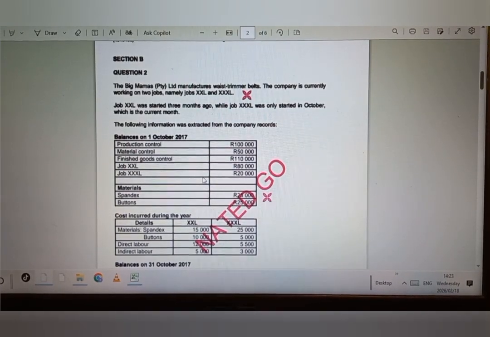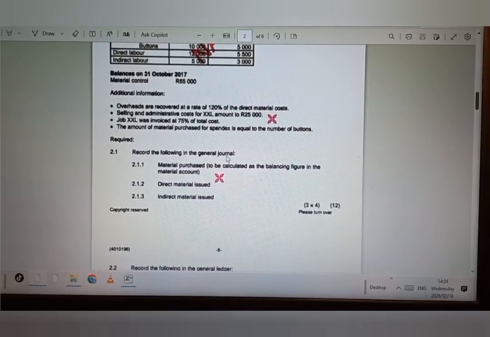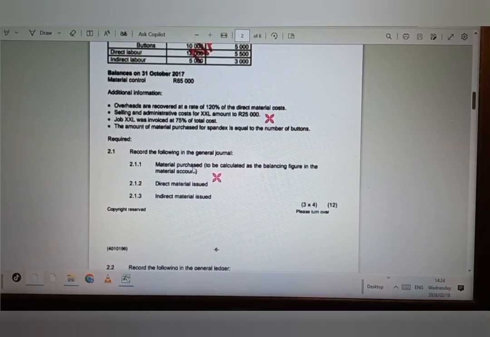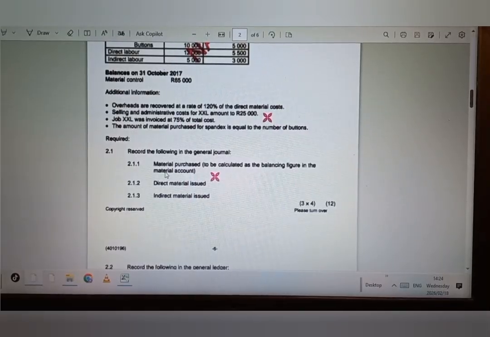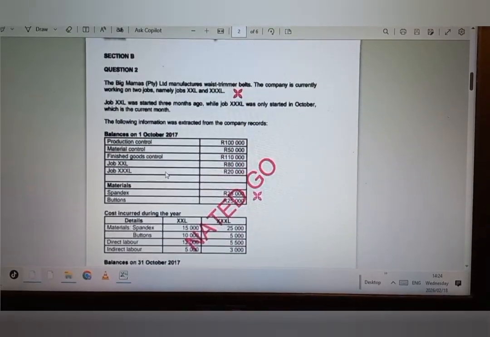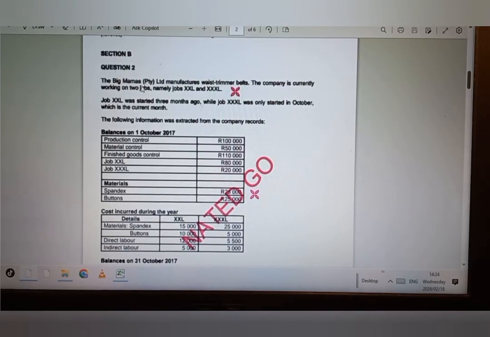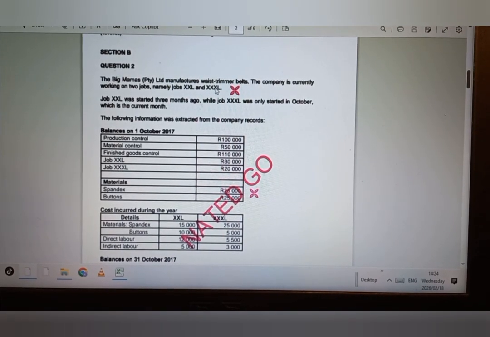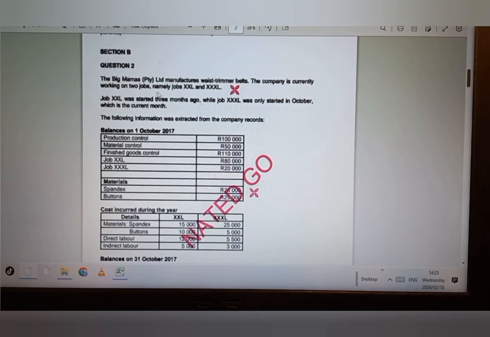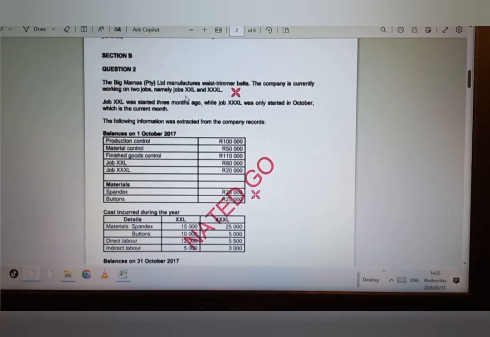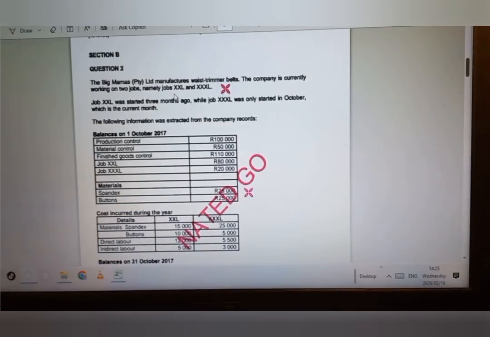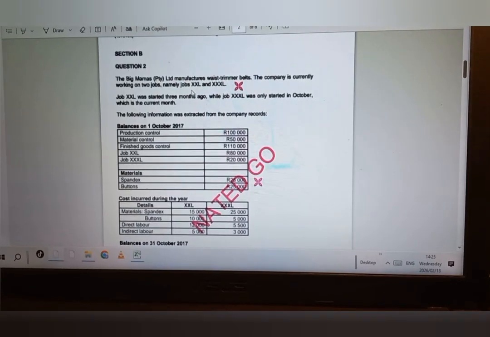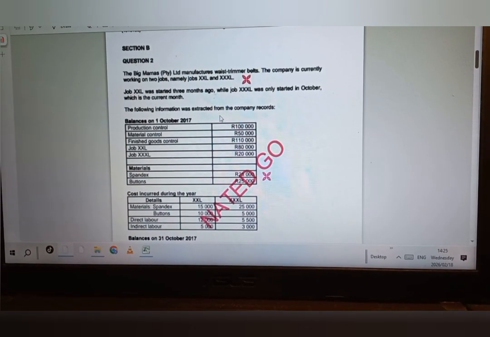On question 2.1, record the following in the general journal. 2.1.1, material purchased to be calculated as the balancing figure in the material account. That means we need to calculate our material that was purchased during the production. Here's our information. Big Mama's Pty Ltd manufactures waist trimmer belts. The company is currently working on two jobs, namely Job XXL and XXL. Job XXL was started 3 months ago, while the other job was only started in October, which is the current month. The following information was extracted from the company's records.